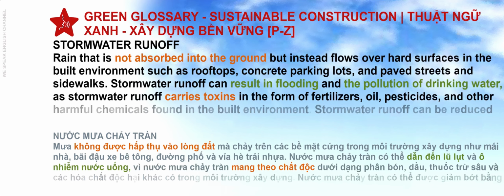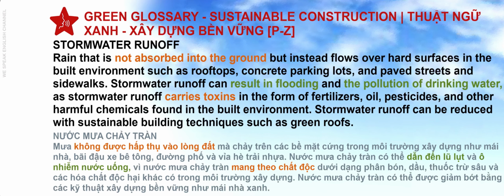Stormwater runoff. Rain that is not absorbed into the ground but instead flows over hard surfaces in the built environment such as rooftops, concrete parking lots, and paved streets and sidewalks. Stormwater runoff can result in flooding and the pollution of drinking water, as stormwater runoff carries toxins in the form of fertilizers, oil, pesticides, and other harmful chemicals found in the built environment. Stormwater runoff can be reduced with sustainable building techniques such as green roofs.